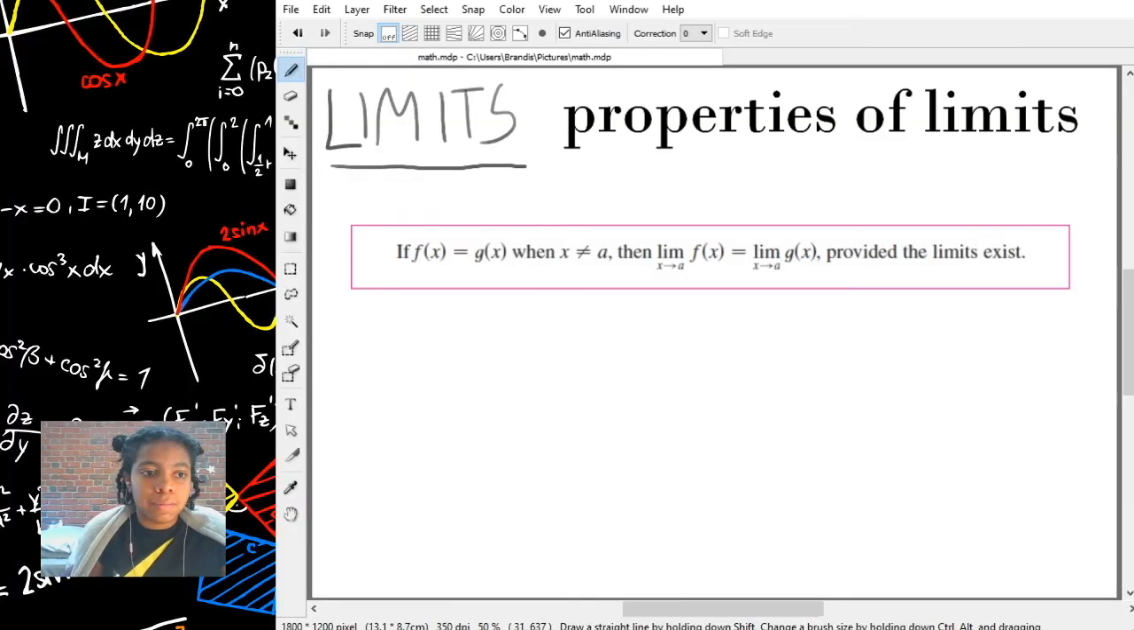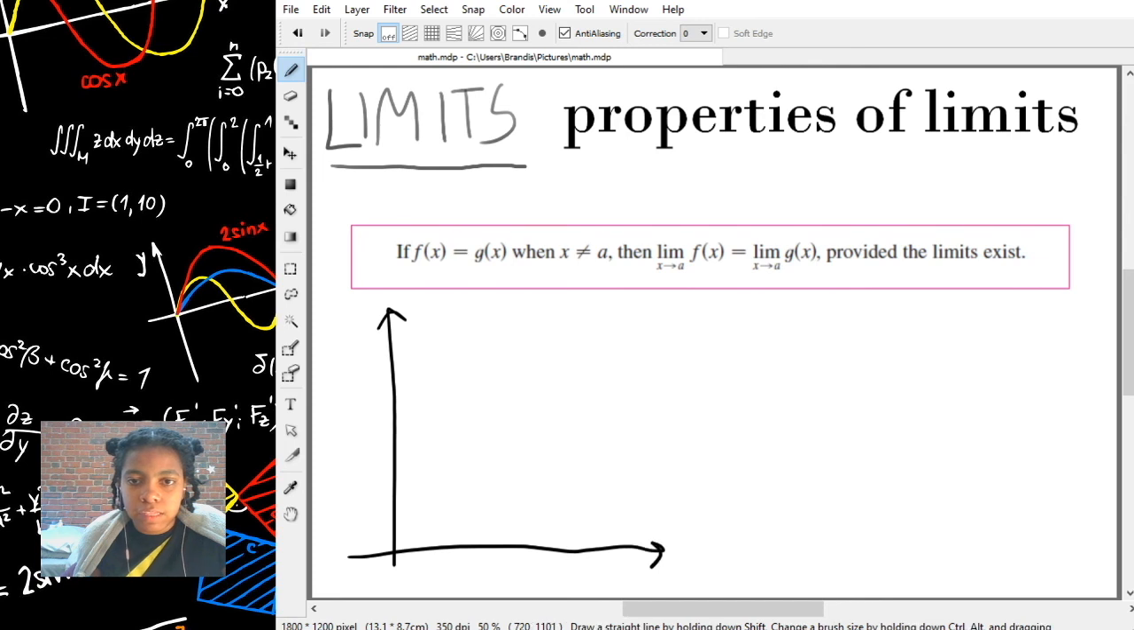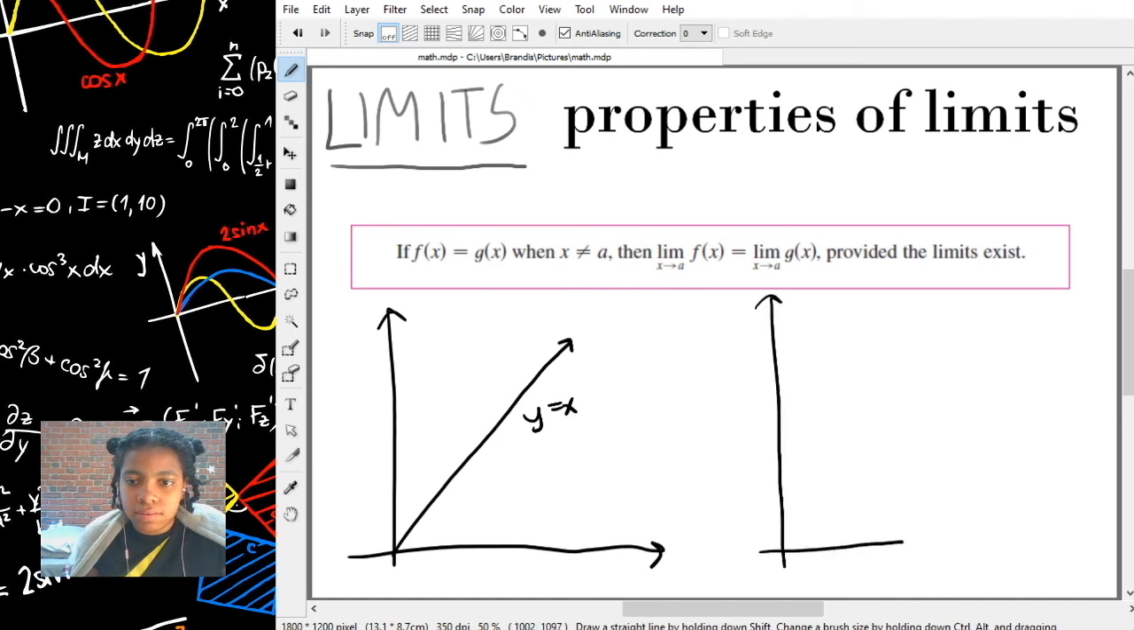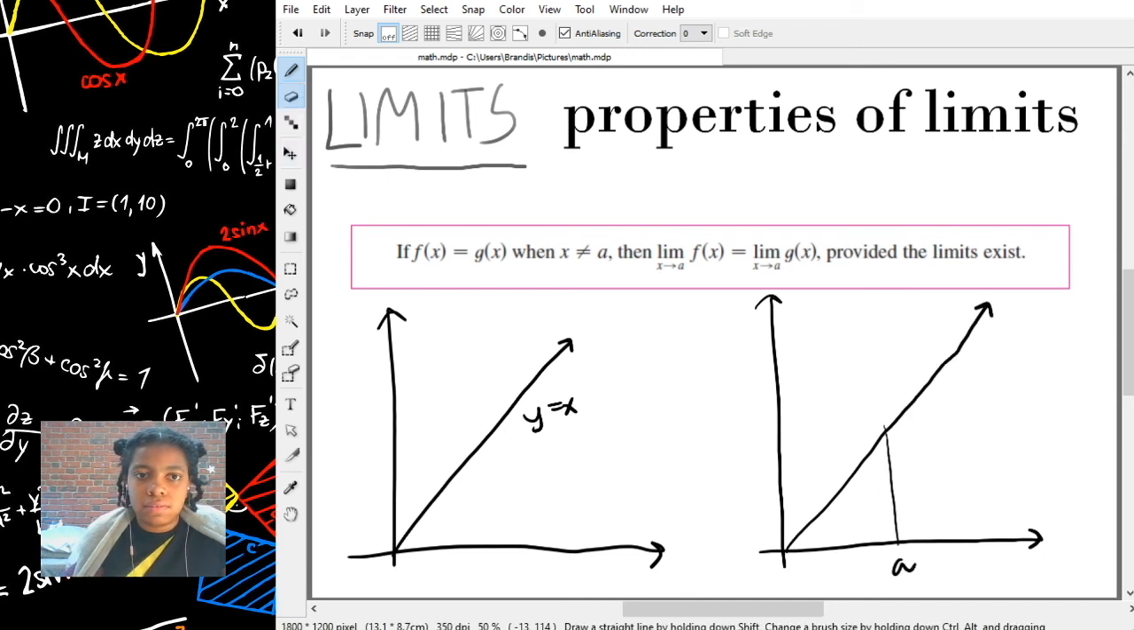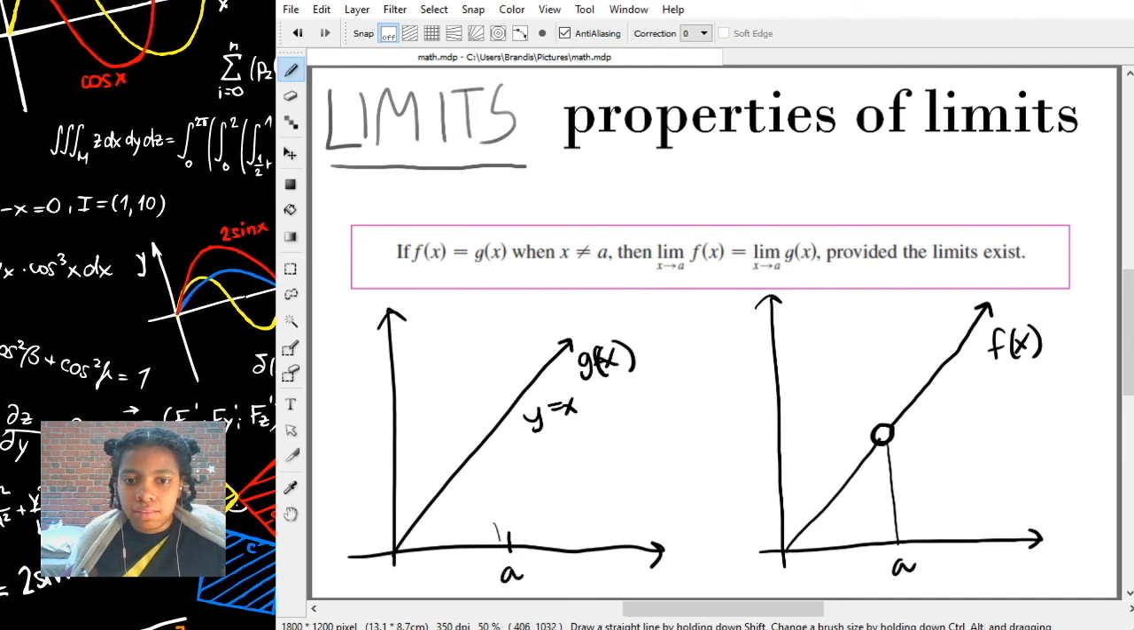Here I have another really important property about limits. So what this is saying is, say you have, let's take this function, just a line. Let's say it's y equals x. And then you have this, another line, except at some point A, there's a discontinuity. So say this is f of x, and this is g of x. What this is saying is, everywhere except for A, these functions are the exact same.